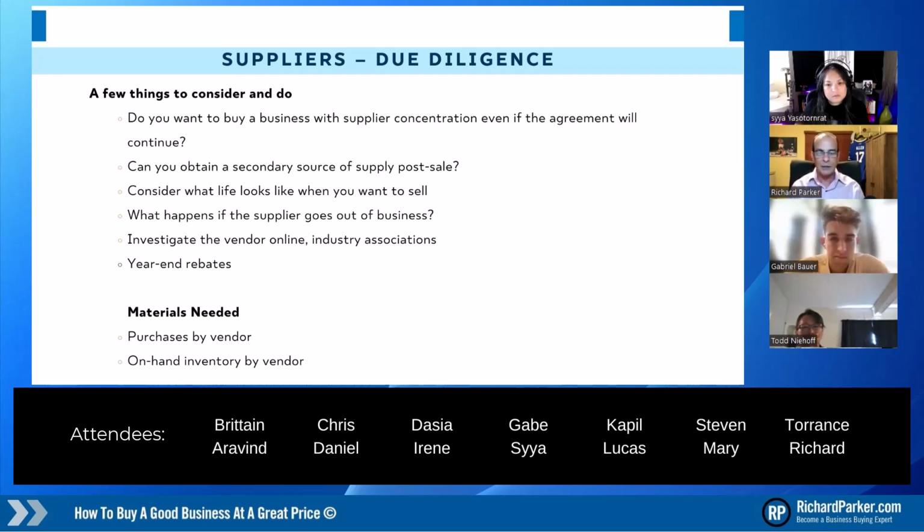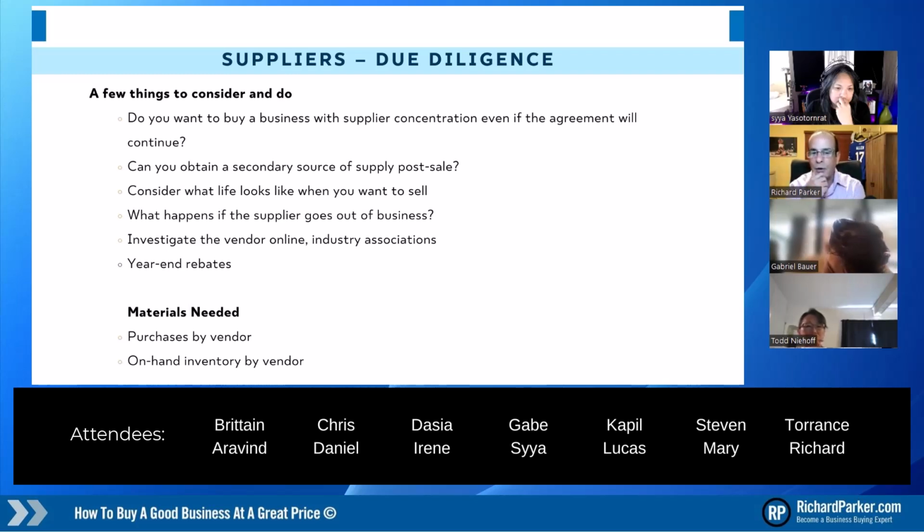Can you obtain a secondary source of supply post sale? In every business that I've owned, I've always made sure that I have an alternate source of supply. And if it was a product that was exclusive or what have you, then I just wanted to have a longer, a more robust relationship and contractually with the vendor. And I was less concerned because no one else could get the product elsewhere either. But it's always good to have a second source of supply in your business. So think about that. You want to consider what life looks like when you want to sell.